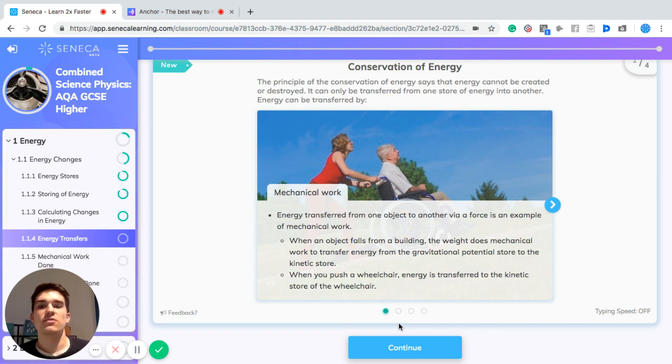Energy can be transferred by a few different mechanisms. One of them is mechanical work. Energy transferred from one object to another by a force is an example of mechanical work. If an object's falling from a building, the weight does the mechanical work to transfer energy from gravitational potential energy to a kinetic store. Another example would be if you push a wheelchair, the energy is transferred to the kinetic store of the wheelchair.